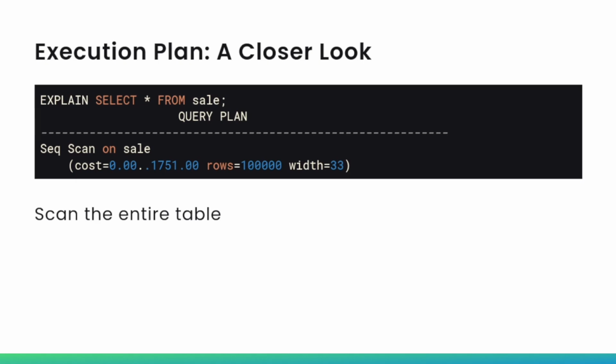So explain, select star from sale. We can see that we have one node and it says scan on sale. Scan on sale means sequential scan on sale, or in other words, the database is planning to scan the entire table, okay? And it makes perfect sense because we asked select star from sale.